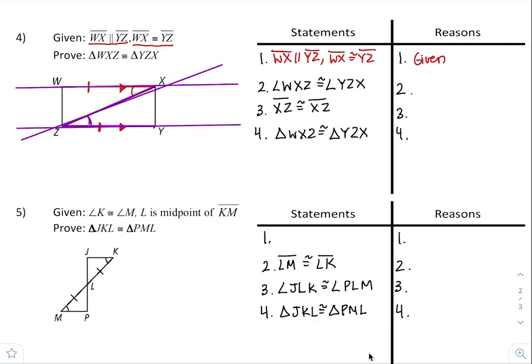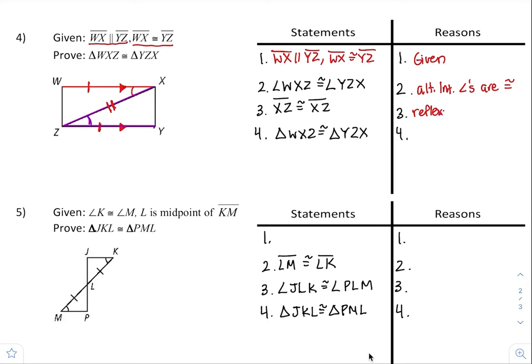So you guys take a look. This is talking about two parallel lines cut by a transversal. And this angle, you guys, are alternate interior angles. And you guys know, if you have parallel lines, then alternate interior angles are congruent. Now lastly, we have XZ is congruent to XZ, so this is congruent to itself. That is the reflexive property, you guys, whenever it's congruent to itself.